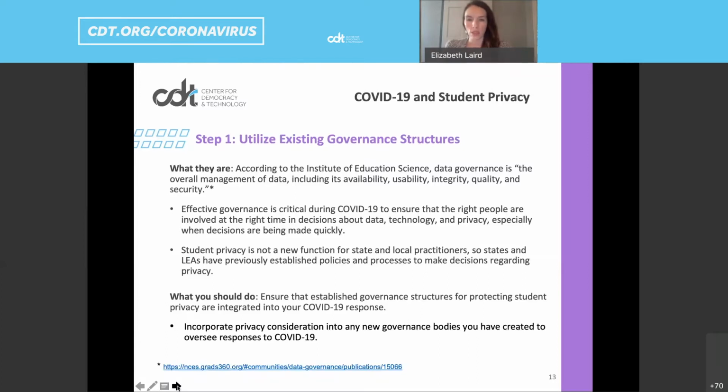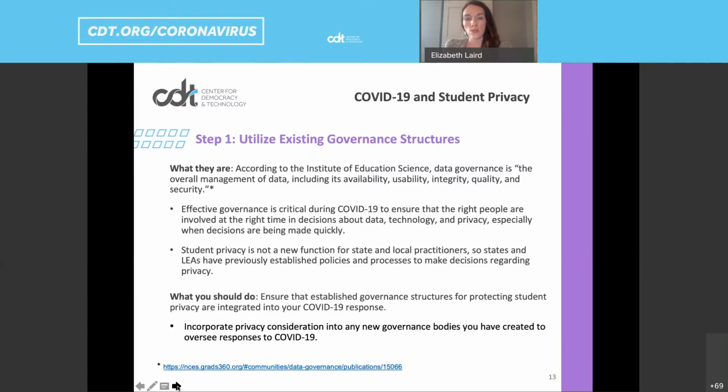And so having in place a structure through which you can have these discussions and make these decisions is really important. And I think the good news here, as I said before, because privacy is not a new function in education, some states and some LEAs will have existing processes and people with subject matter expertise in these areas. And now is the moment to lean on those more than ever. And if you don't have them, it's the right time to put those kinds of things in place.